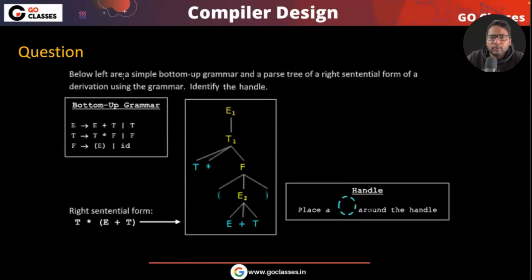What they are saying: below left are a simple bottom up parser and parse tree of the right sentence form derivation. Identify the handle. So basically they have given you some parse tree and now they are saying using this parse tree, can you tell me the handle? Okay. They're saying place a circle around the handle. So what is the handle here? Just looking at this parse tree, I mean, you can do the right sentence form derivation and all, but can you tell me just looking at this parse tree, what is the handle for this right sentence form?